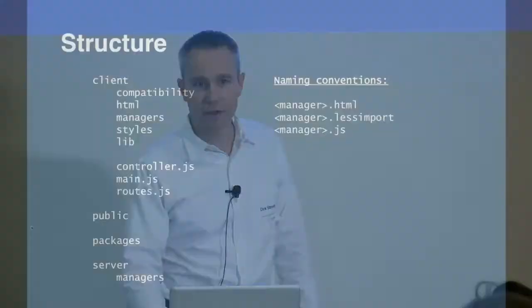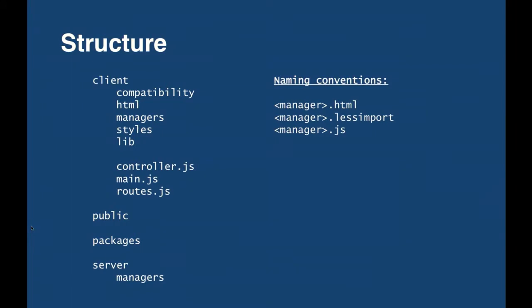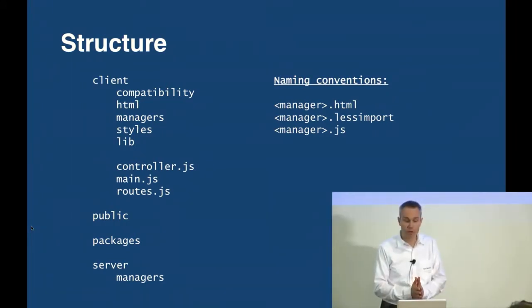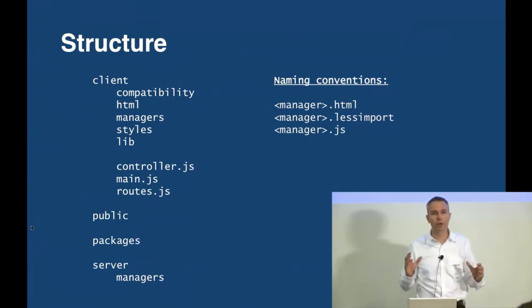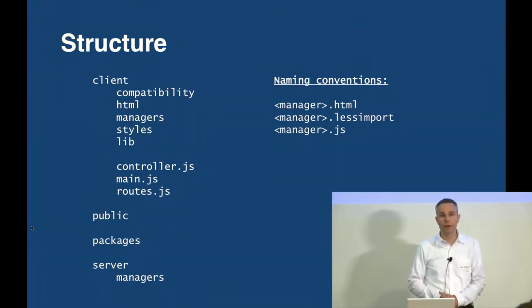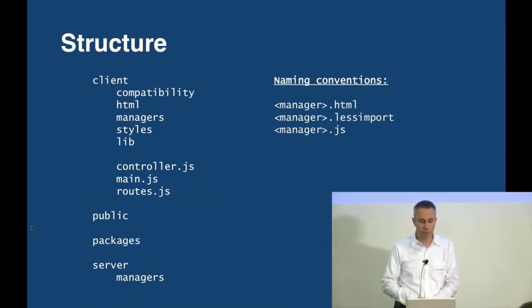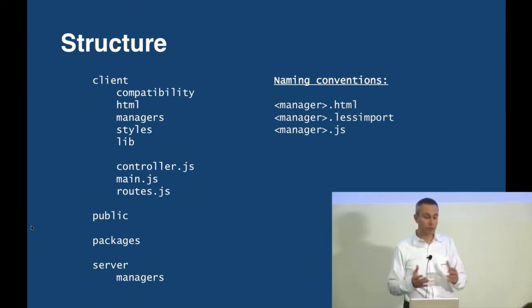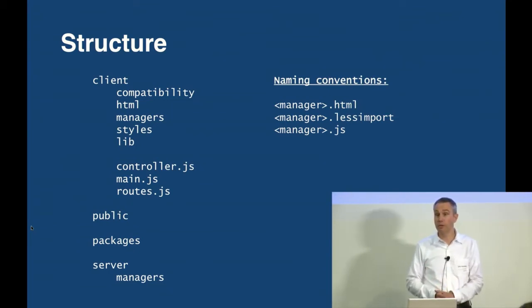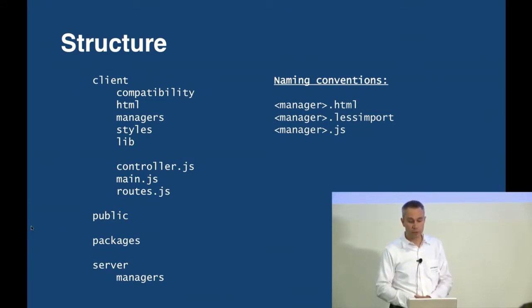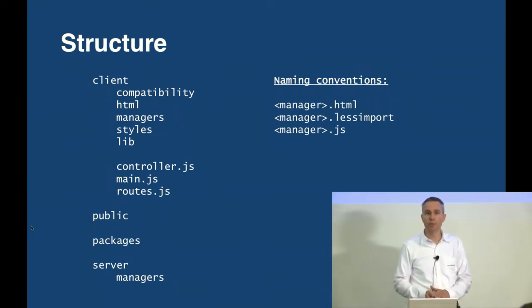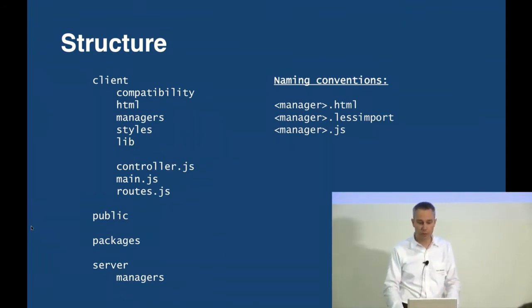So here's how I started structuring my application. Basically, I've got my client folder, the public folder to put the assets into, packages, of course, and then the server part. And I'm talking about managers because that's the way Tom and Sasha referred to it in their Discover Meteor book. But basically, there is the compatibility folder, which I'll talk about a little bit later on. HTML for views, managers for helpers for the views, styles, and lib is where I sometimes put stuff where I don't really know what to do with. A controller, a main, and some routes.